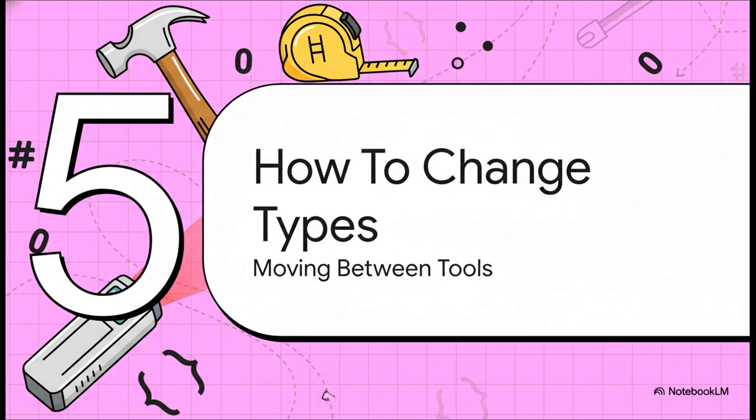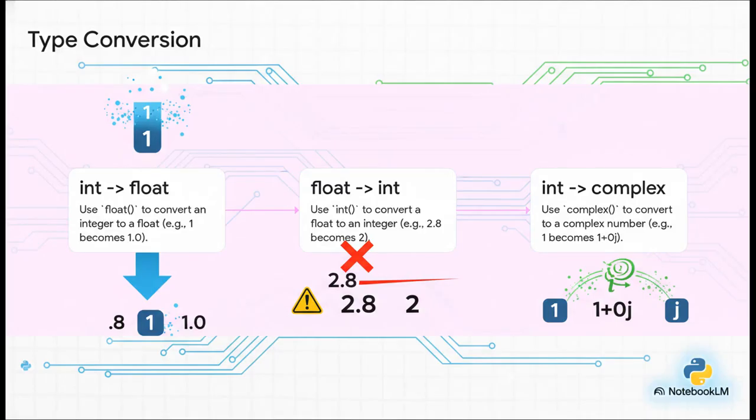Okay, so we've got our hammer, our measuring tape, and our laser level. But what happens when you start a job with one tool and then realize, oops, I actually need a different one? Well, the good news is Python is super flexible. It lets you convert or cast between these different number types. And it's actually really straightforward.